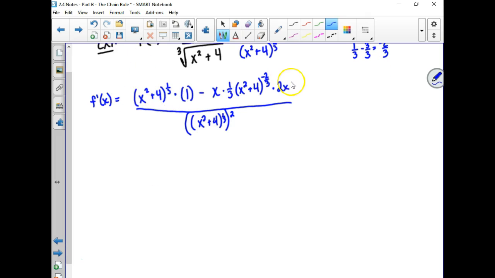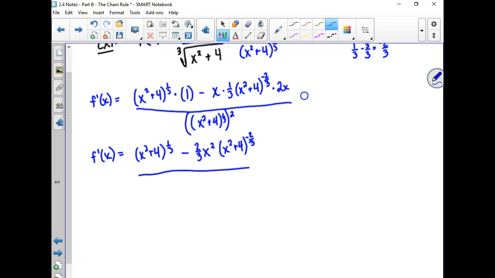So we have all of this. Let's clean up what we've got, at least on that top part right there. So f prime of x equals, the first part's just (x squared plus 4) to the 1/3. And then we've got minus, I've got x, I've got 1/3, and I've got a 2x. So that's going to give me 2/3 x squared times (x squared plus 4) to the negative 2/3, all over (x squared plus 4) to the 2/3.